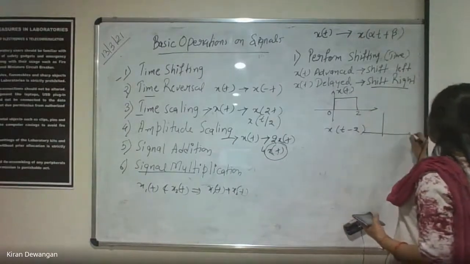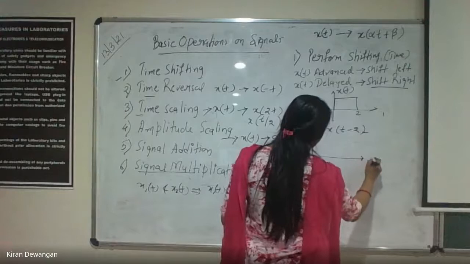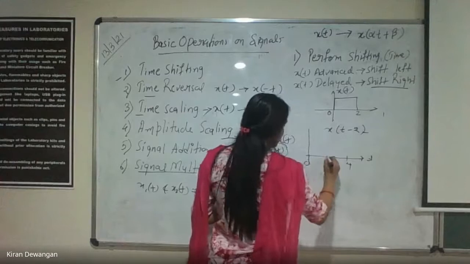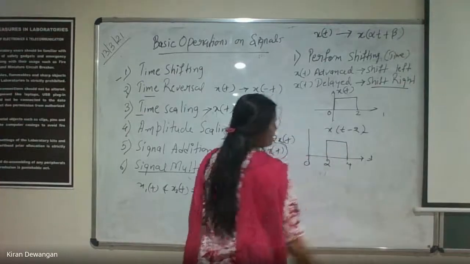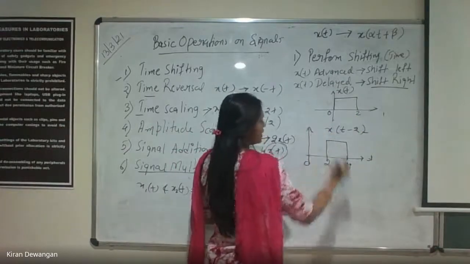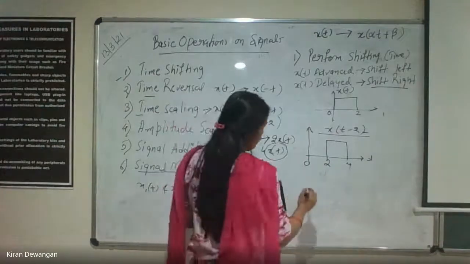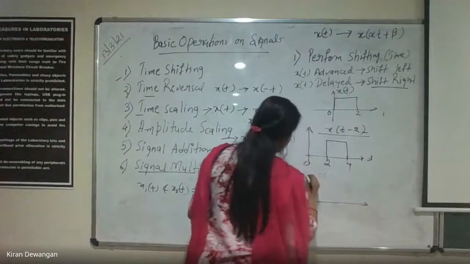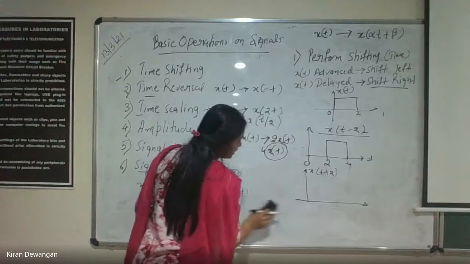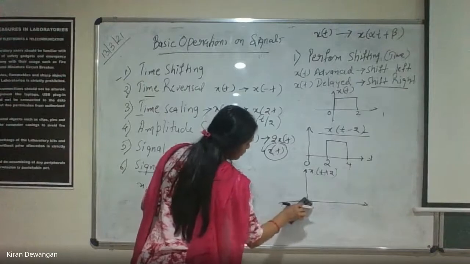So it will be performed as: this is 0, this is 2, this is 4. It will start at 2 and it will be till 4. It will be as it is, just a little delay. And it will be x of t minus 2. Now if I have to perform x of t plus 2, it will be an advance. So it will start somewhere from here.